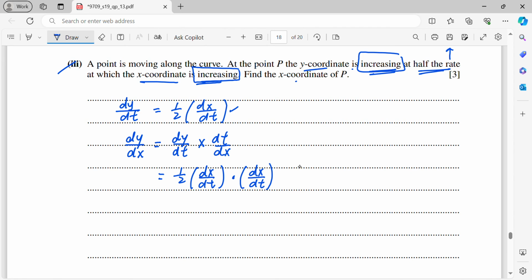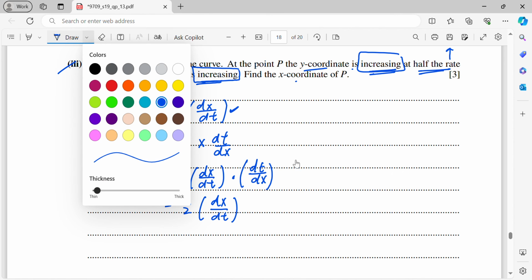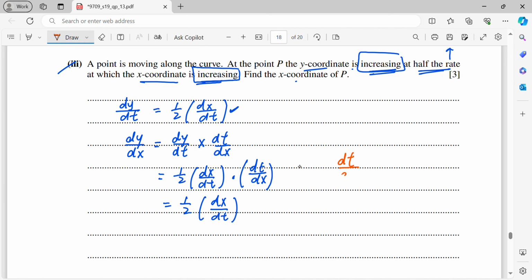Okay, I made a mistake. dy dt is half of dx dt. Then dt dx. This one shouldn't be dx dt. It should be dt dx. So for information, dt dx is 1 over dx dt. Then from here, this is basically 1 over dx over dt. That means your dx dt will be cancelled off. Therefore, my dy dx is half.